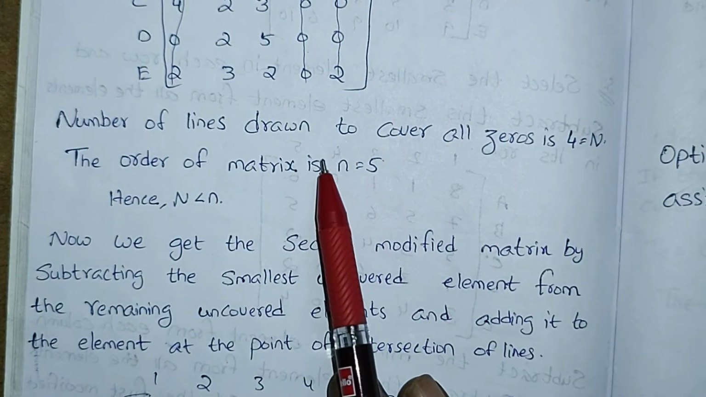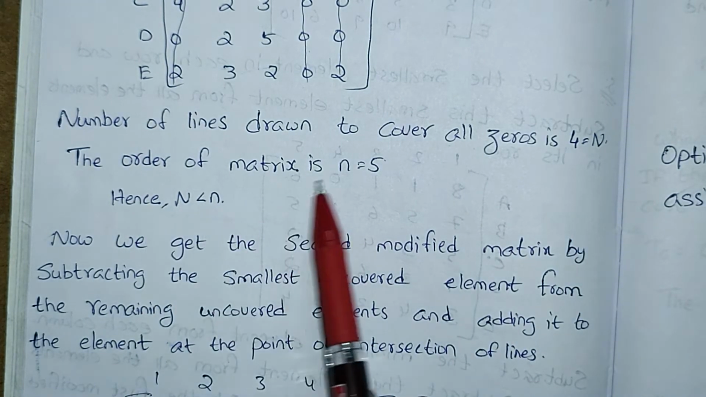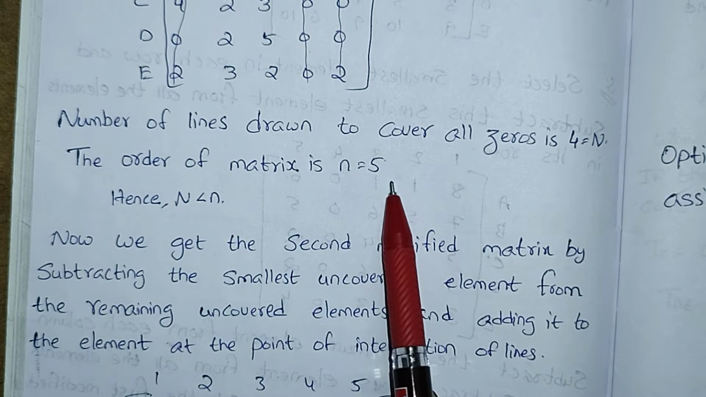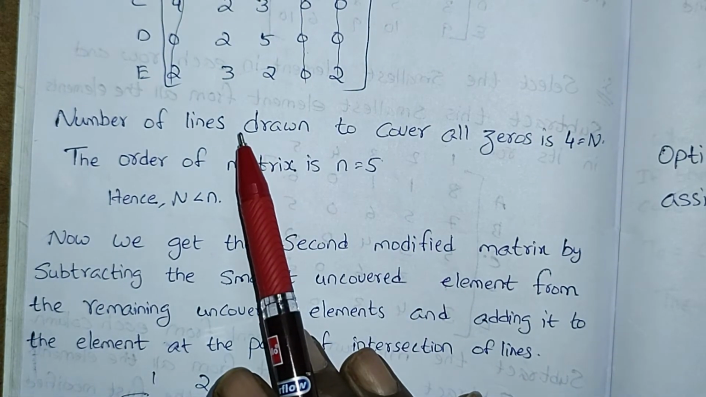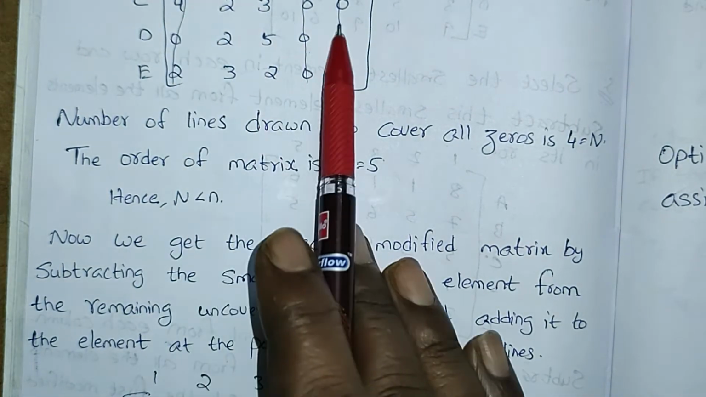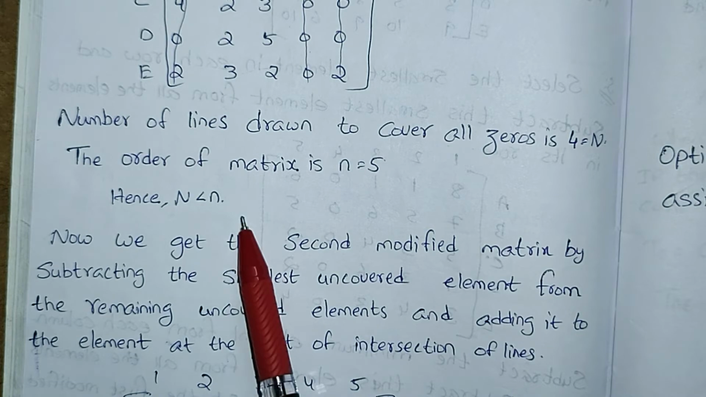Number of lines drawn to cover all zeros is 4, which is equal to N. The order of the matrix is small n equal to 5. So how many lines do we have to get? 5 lines. But how many lines did we get? Only 4: 1, 2, 3 and 4. So here, capital N is less than small n.